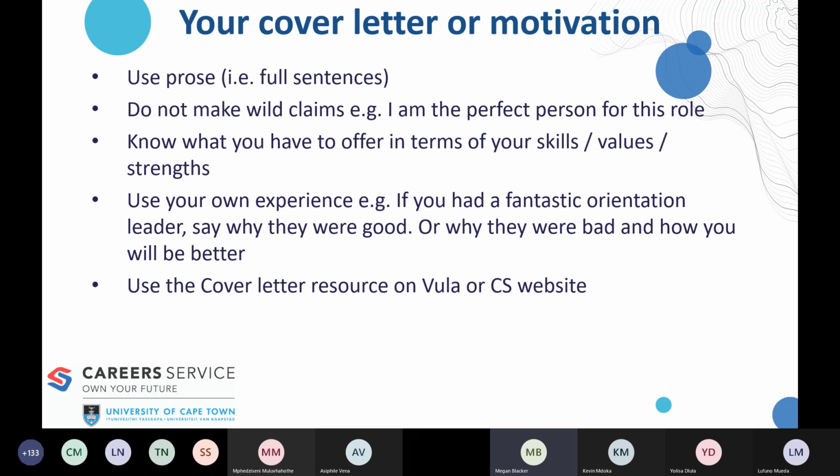I want to stress that a cover letter is a formal document. So when you think way back to when you were at school, having your address and the details of a business or formal letter is important.